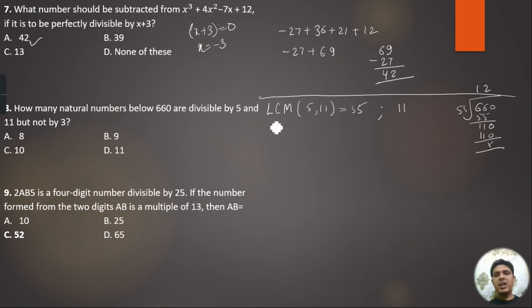So, students, let's check the numbers divisible by 3 till 660. How many numbers will be divisible by 3? How many natural numbers below 660 are divisible by 5 and 11 but not 3?